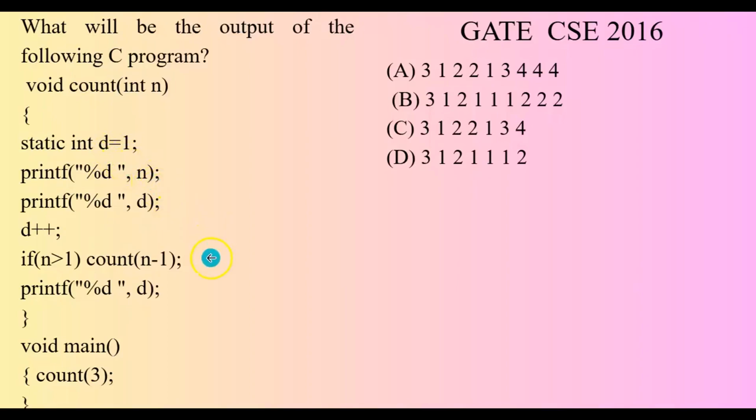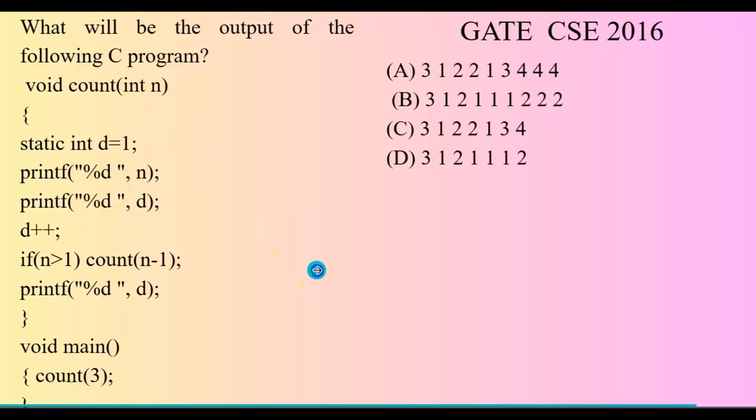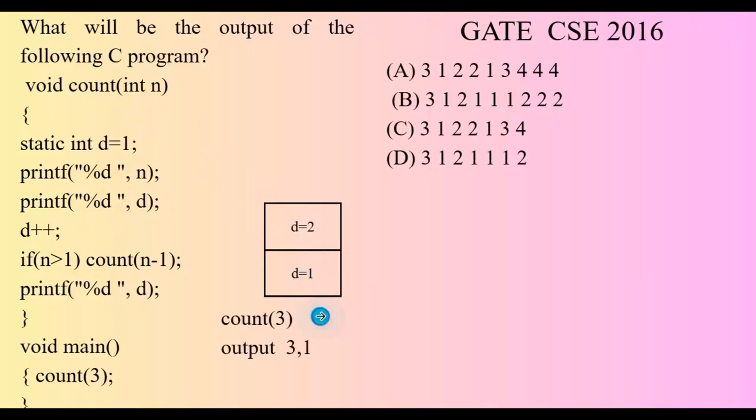That is the crux of this question. Now when you call this function with the value 3, what happens? Count of 3 means 3 will be passed to n. I am calling the function count of 3, so n value is 3. Initially d is equal to 1. So print the values of n and d: n value is 3, d value is 1. But after that, d plus plus, so d will become 2.